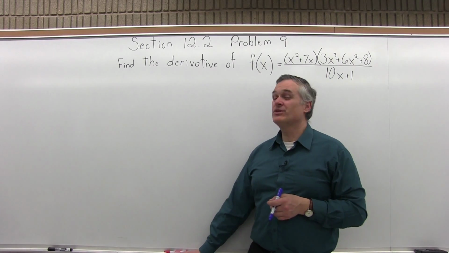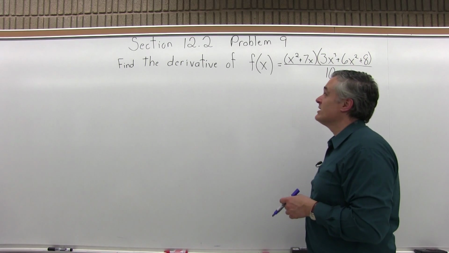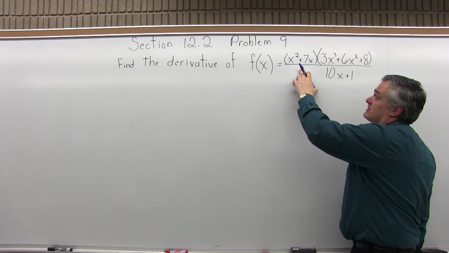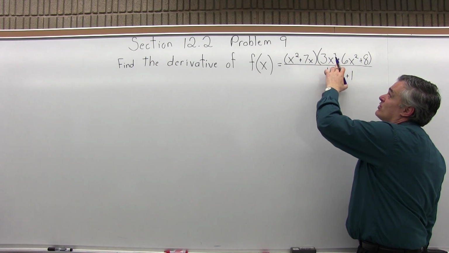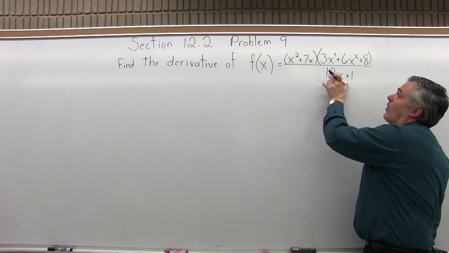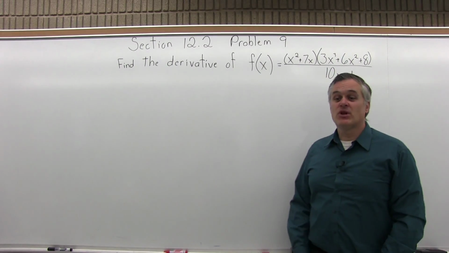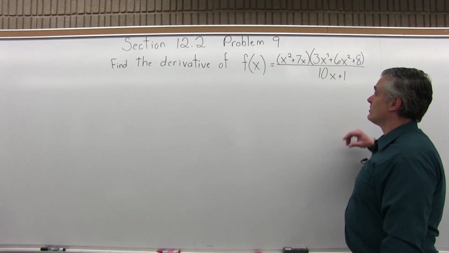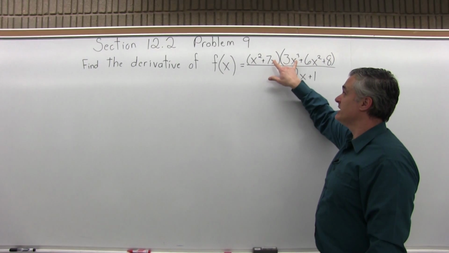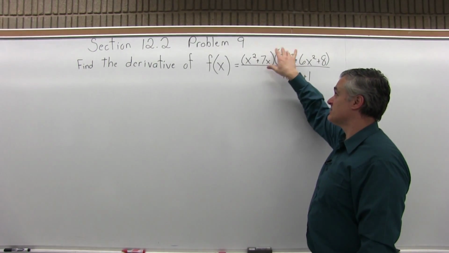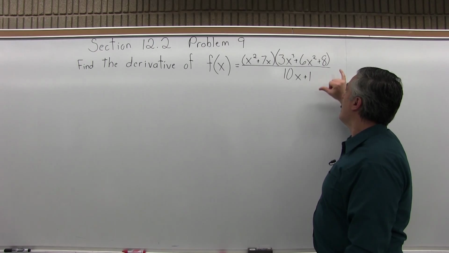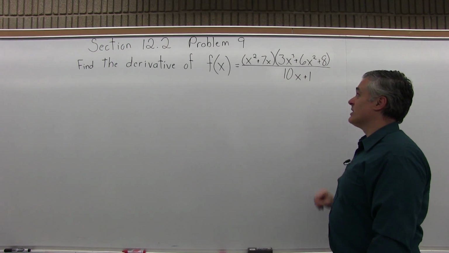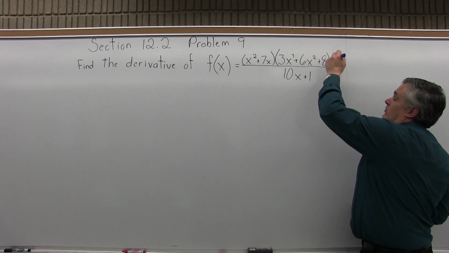This is Section 12.2, Problem number 9. It says find the derivative of the function f of x equals x squared plus 7x times 3x to the third plus 6x squared plus 8, over 10x plus 1. So this is kind of a tough problem. It's a combination of a product rule and a quotient rule. The top is a product, and we will need the product rule to do this derivative, unless we spend some effort to FOIL it out, which we could do. And it's also a quotient, because it has a numerator and a denominator, which we can't really get out of. So overall, it is a quotient.